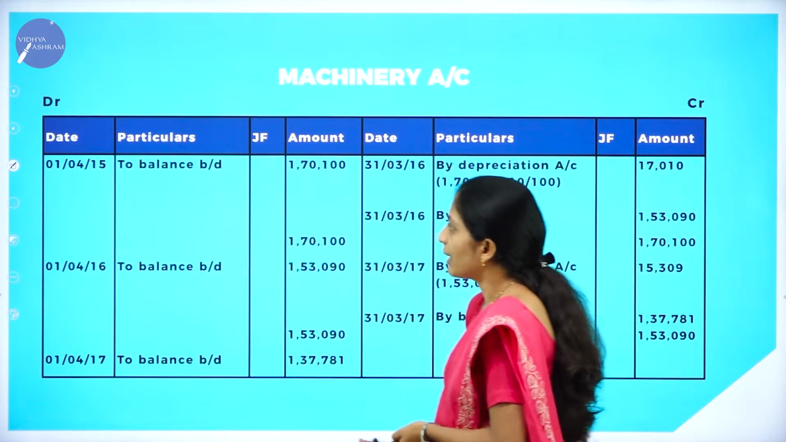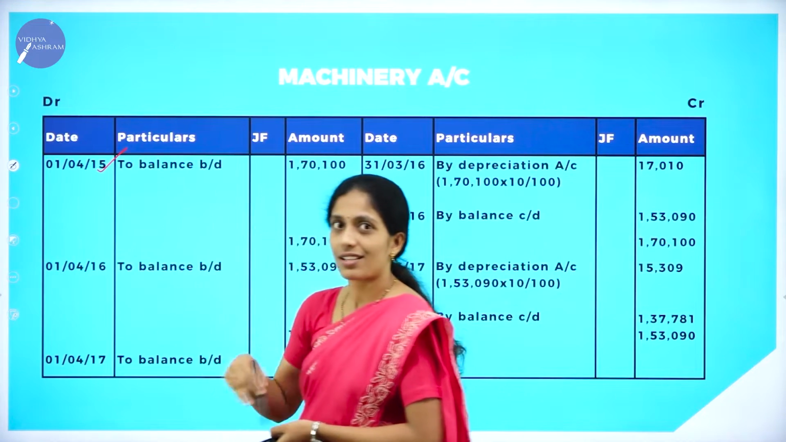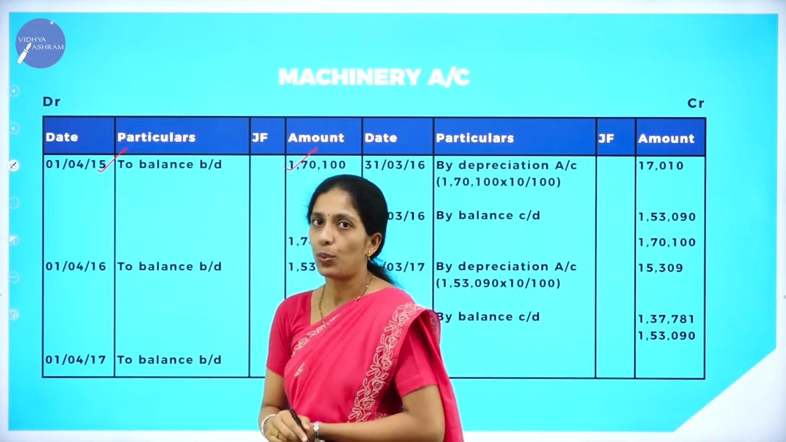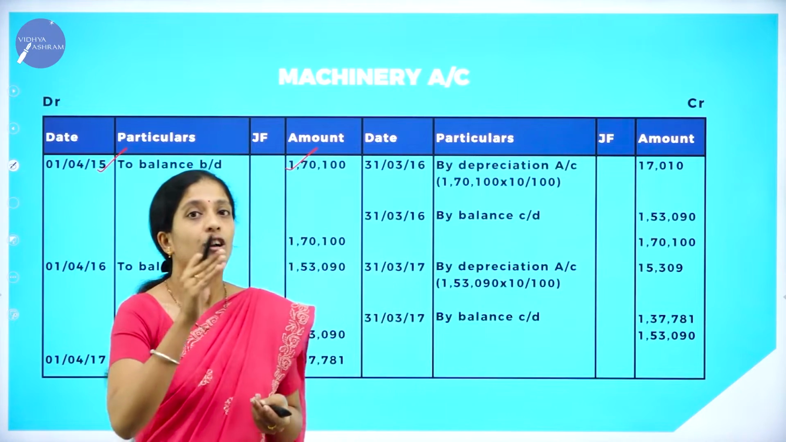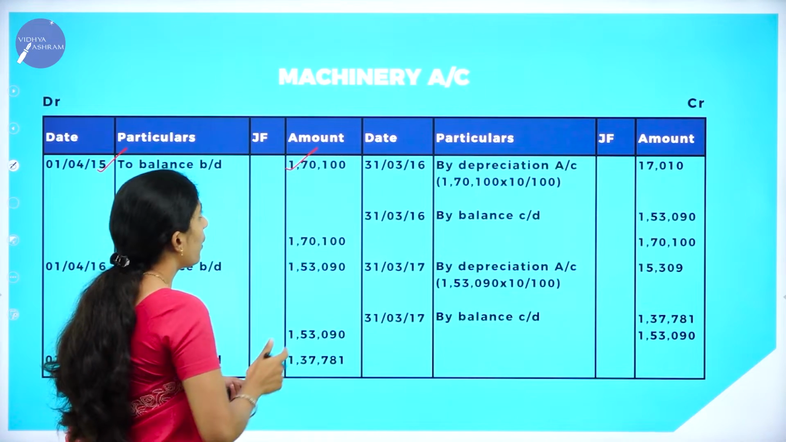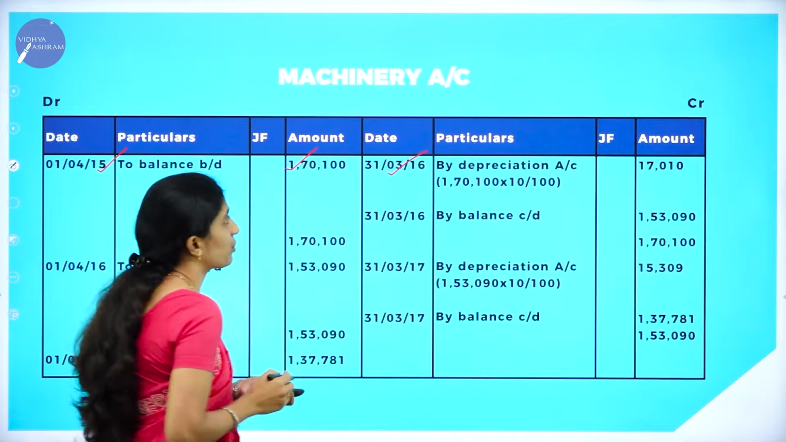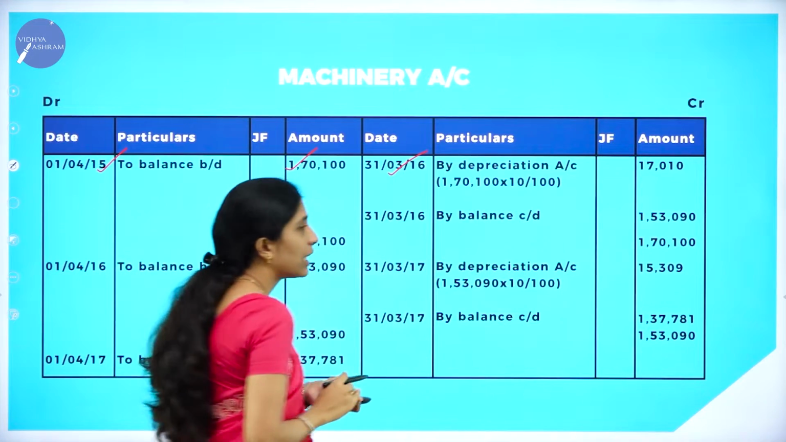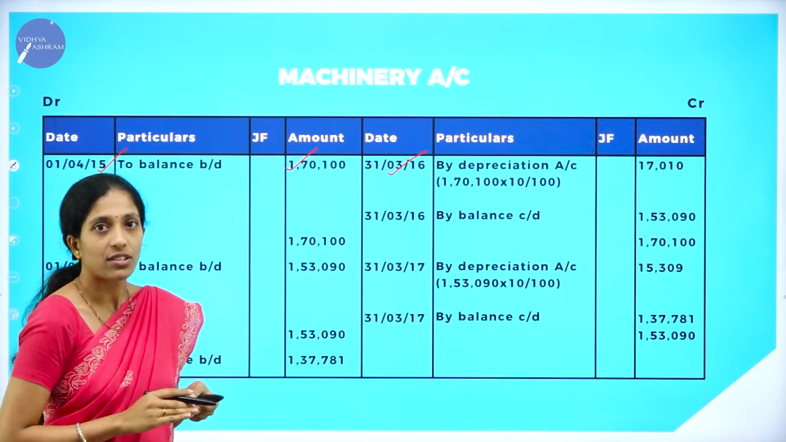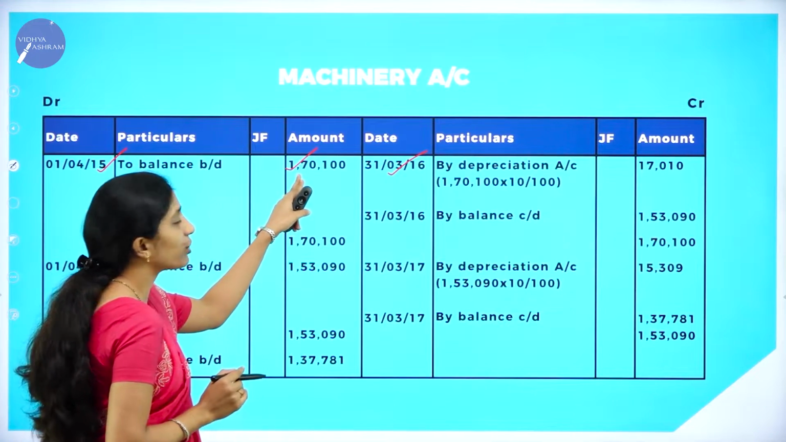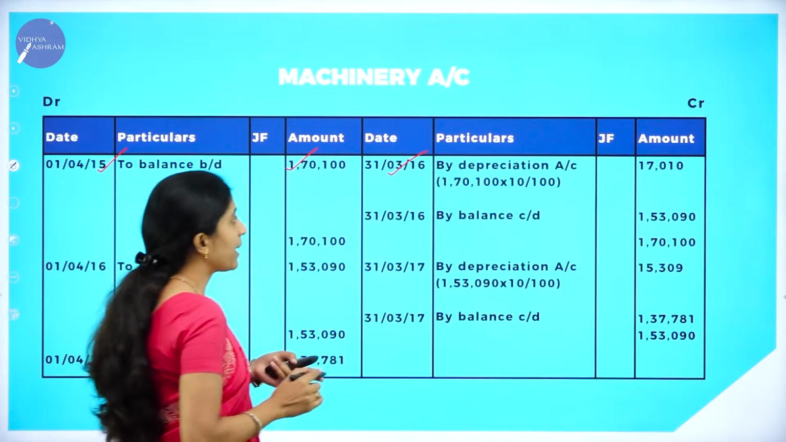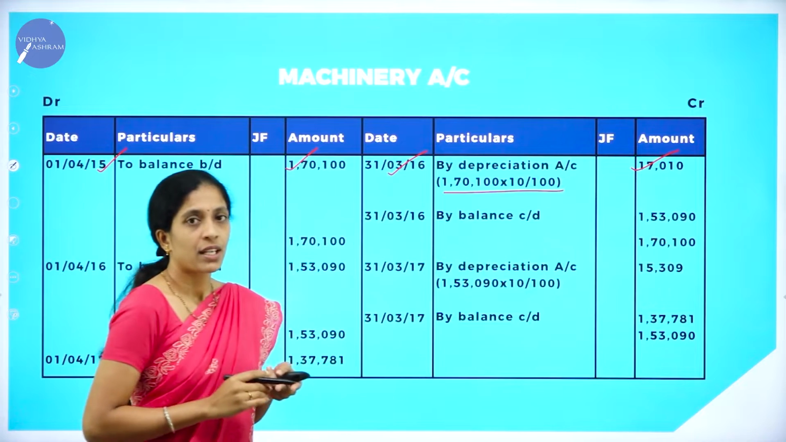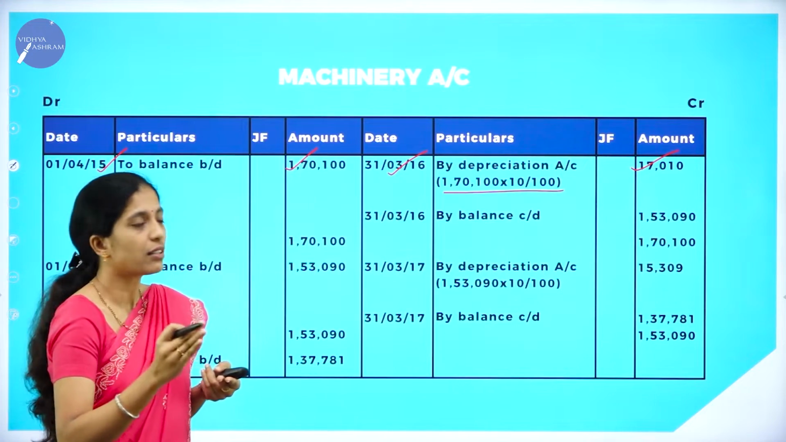Now coming to the third year. That is 1/4/2015, that is next year beginning. To balance brought down 1 lakh 70,100. That is the balance carried down of the previous year. Now end of third year, that is 31st-3/2016, we have to charge the depreciation by depreciation account. Now on which value are you going to charge the depreciation? On the reduced value, that is 1 lakh 70,100 into 10%. So you'll get 17,010. So this will be the depreciation for the third year.